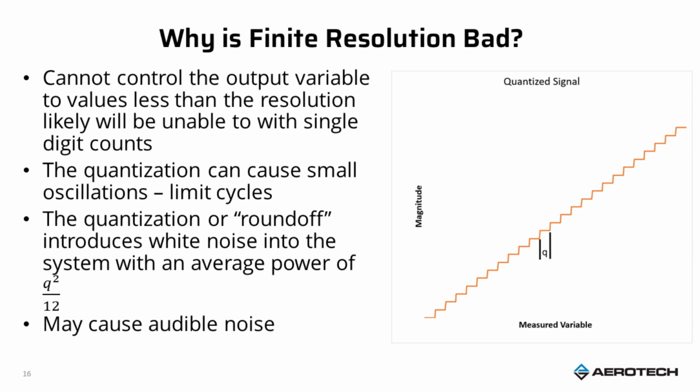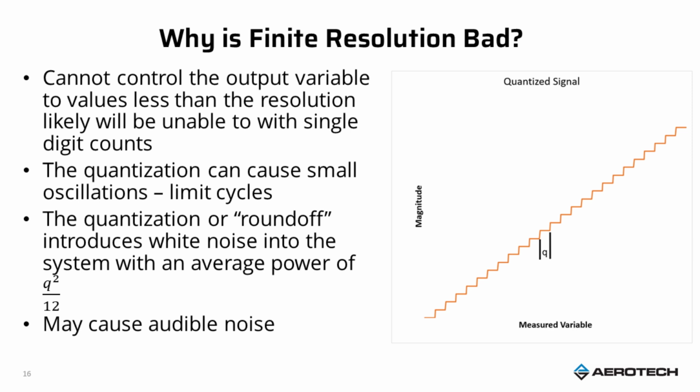The other problem is the round-off error will introduce a white noise with an average power of Q squared over 12. So the average power of the noise you're inserting into the system is directly proportional to that level of quantization. So smaller is better, less noise.